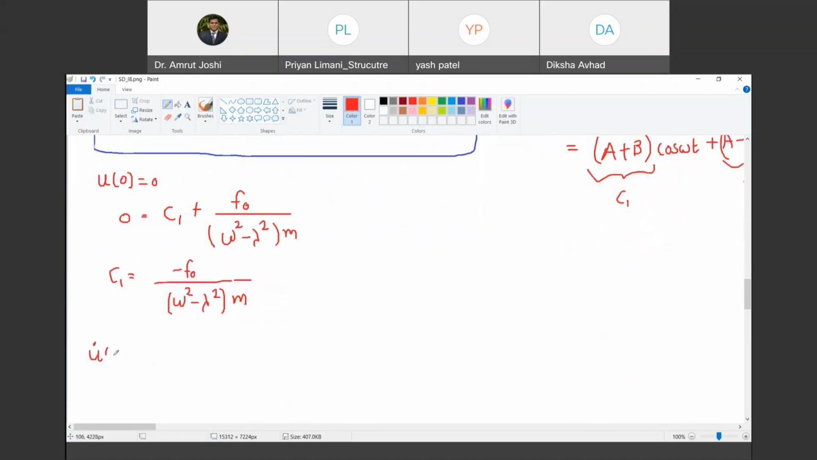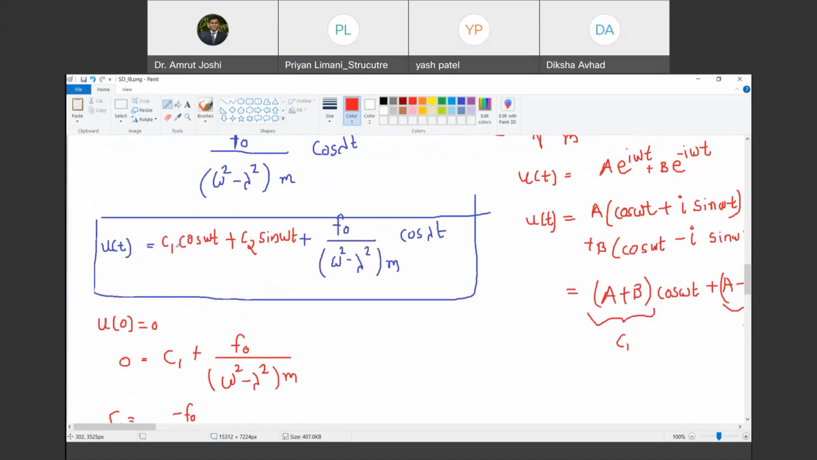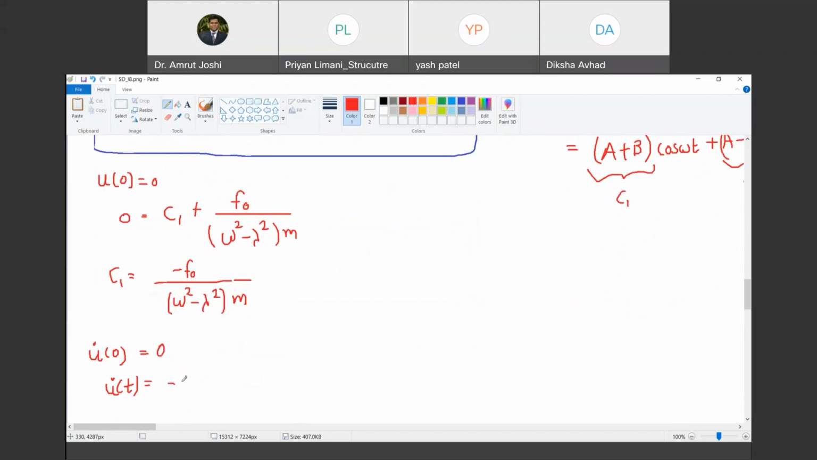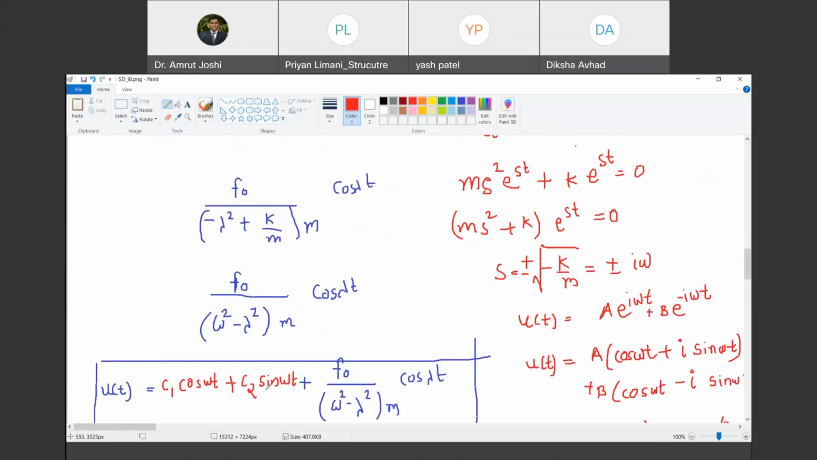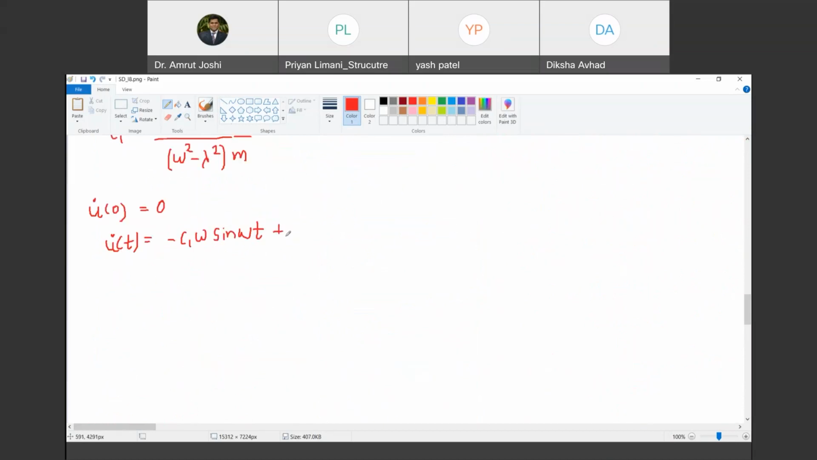Now, how do you get C2? U dot of 0 needs to be 0 because the system starts from rest. But what is U dot of t? Can we find out U dot of t? The first term is minus C1 omega sin omega t. Happy? What is the second term? C2 omega cos omega t. So plus C2 omega cos omega t.